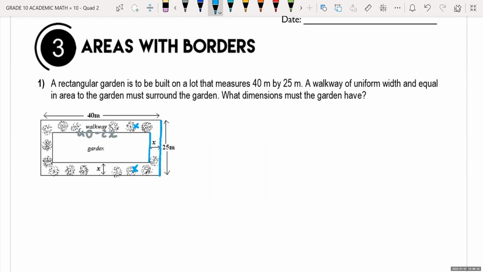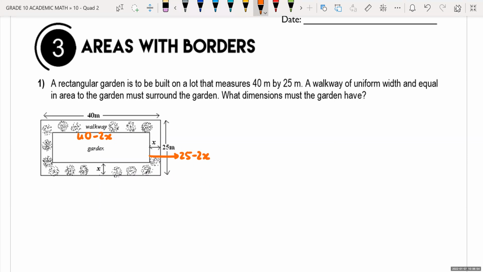Yep, you guys got it right. It's going to be 25 minus 2x, exactly. So the very first thing I do is I try to figure out all of my dimensions. Also, I realize that it's kind of hard to read that. So this is going to be 40 minus 2x. And this right here is going to be 25 minus 2x. Okay, great.